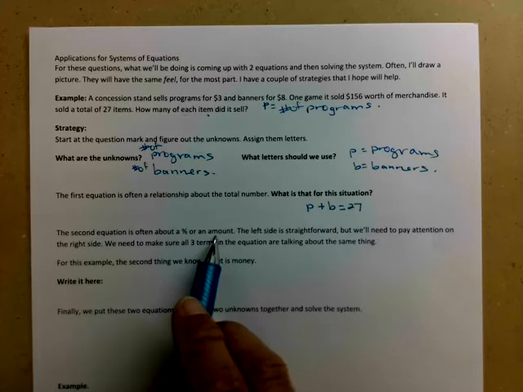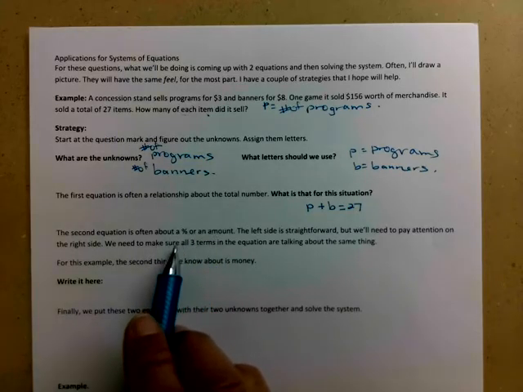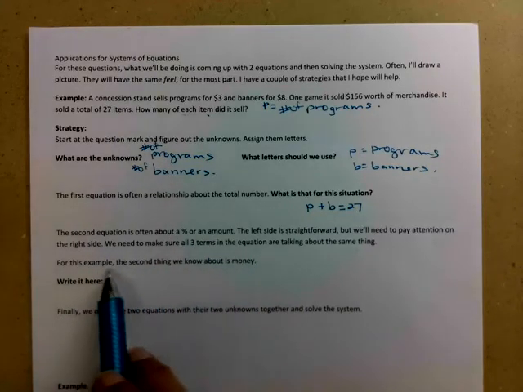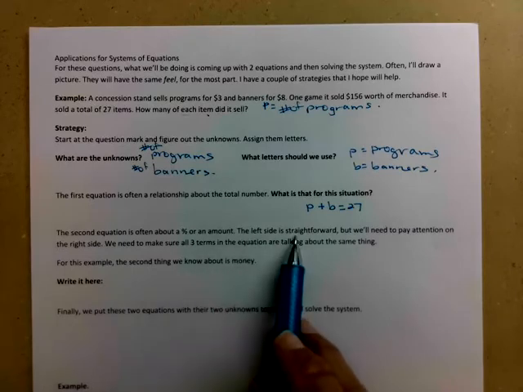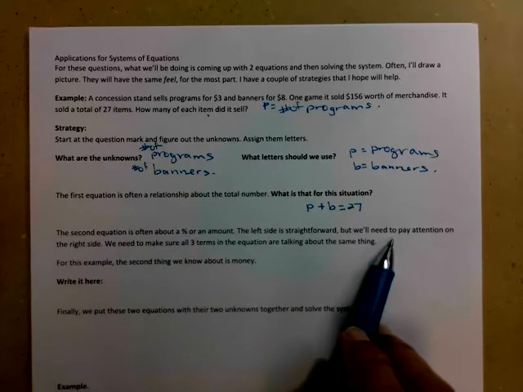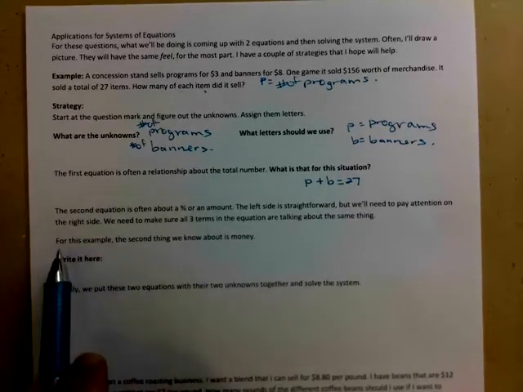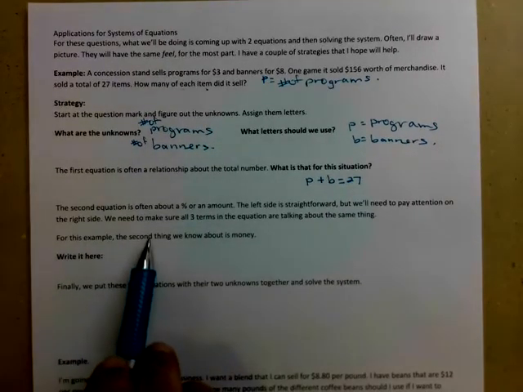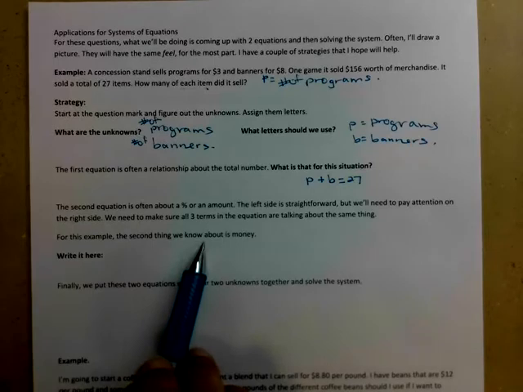The second equation is often about a percent or an amount. In this case, it's about money. The left side is straightforward, but sometimes we'll need to pay attention on the right side to make sure that all 3 of the terms in the equation are talking about the same thing. I'm sure we'll have an example of that in one of our 5. So again, in this example, the second thing we know about is money. So let's think about that.